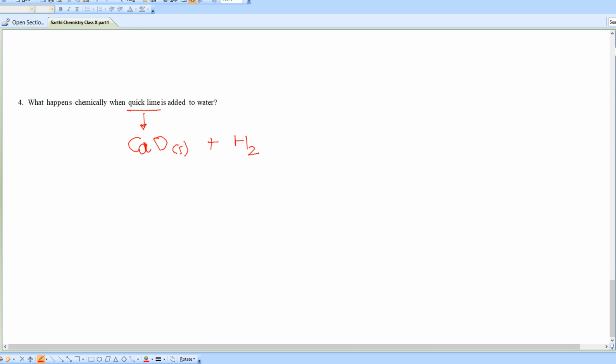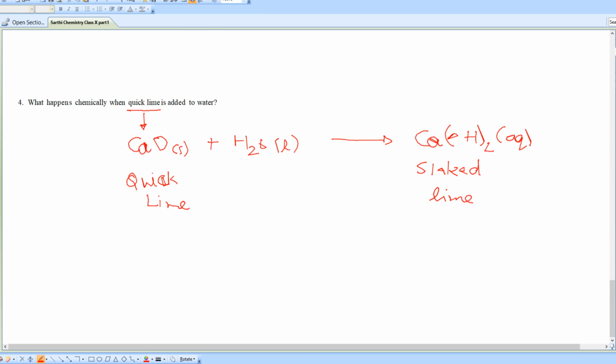when we put it in water, which is liquid, then calcium hydroxide is formed. Calcium hydroxide is formed in an aqueous solution. Now we have to mention two things. This calcium oxide is known as quicklime. Calcium hydroxide is known as slaked lime. We have to know that calcium hydroxide is slaked lime. So when quicklime is added to water, slaked lime is formed.